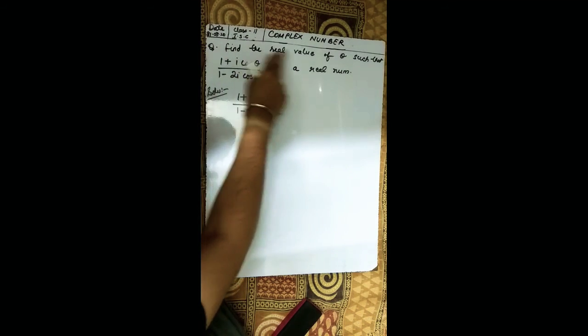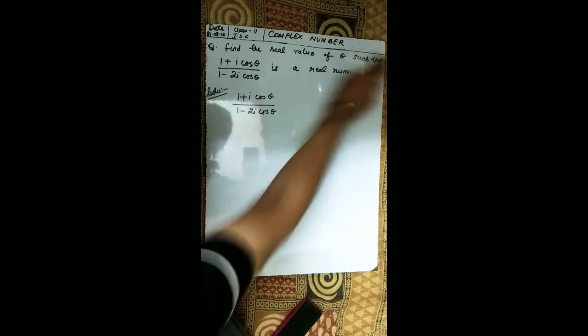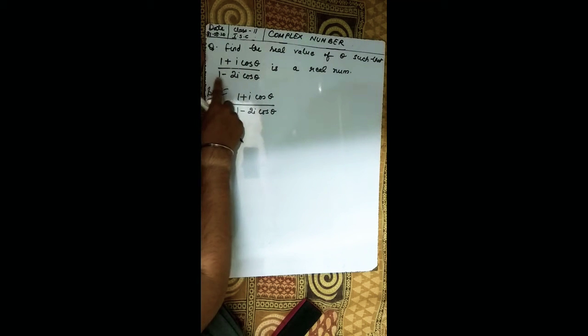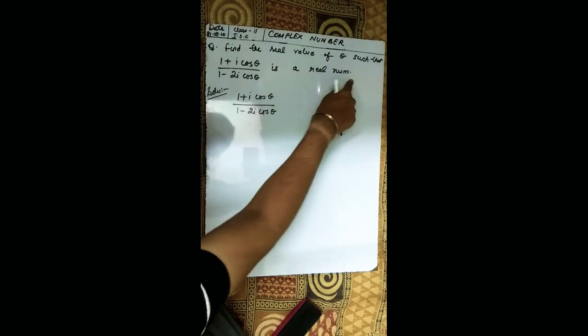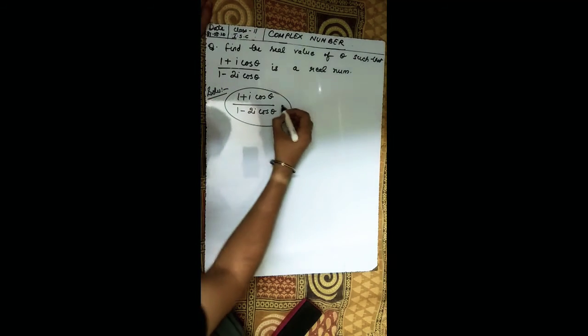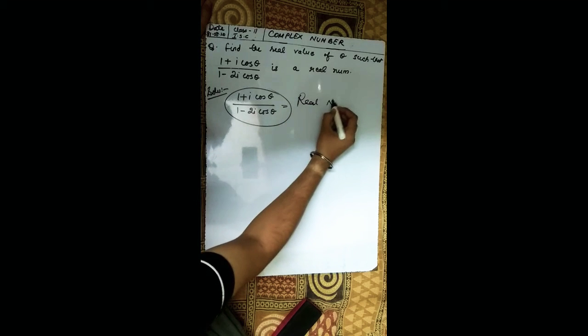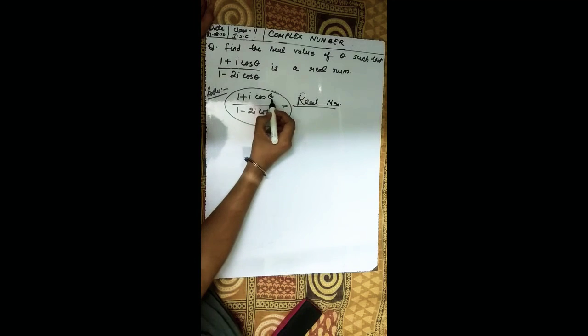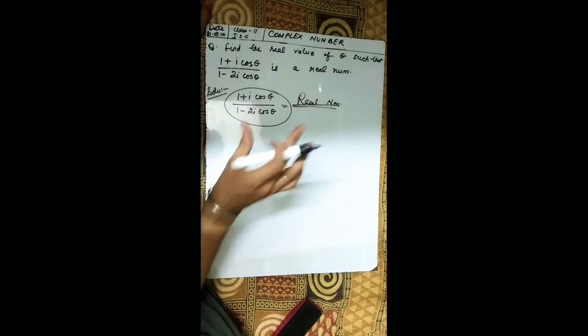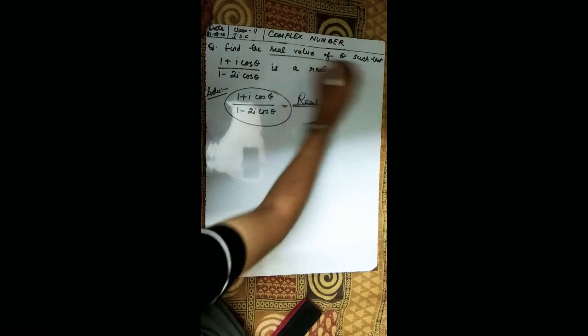See, try to understand this question. Find the real value of theta such that (1 plus i cos theta) upon (1 minus 2i cos theta) is a real number. That means for this question, it should be a real number. So we need to find such a value of theta. After putting it here, this should give us a real number. There should be no imaginary number in it. Okay, so we need to find the real value of theta.